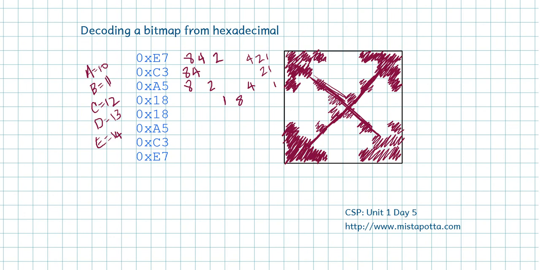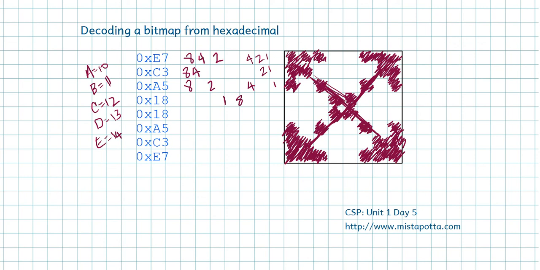So what we've learned today is that we can use both binary and hexadecimal to represent bitmaps, to represent graphical representations of the characters that we would see. Not just letters, I could do numbers the same way, I could do symbols, anything that I could make a picture of by turning certain blocks on and certain blocks off.